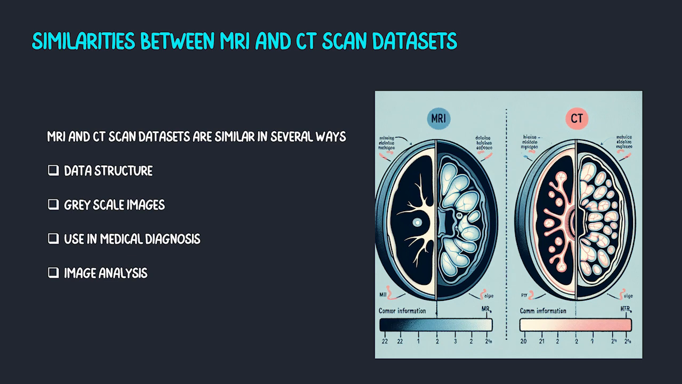4. Image analysis. Techniques used for analyzing MRI and CT scan images are often similar. These include segmentation, registration, and feature extraction. However, it's important to note that while they are similar, MRI and CT scans also have significant differences. MRI uses magnetic fields and radio waves to generate images, while CT scans use X-rays. As a result, they have different strengths and weaknesses in terms of what they can image effectively.